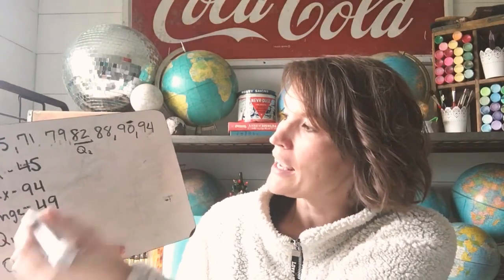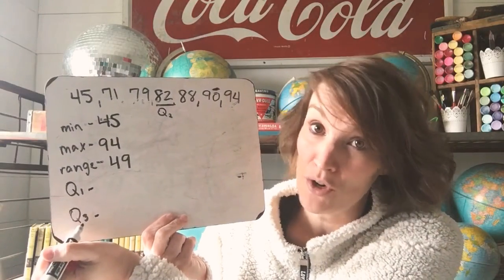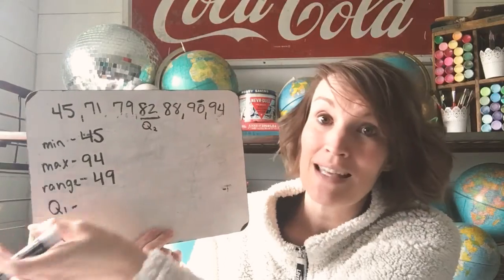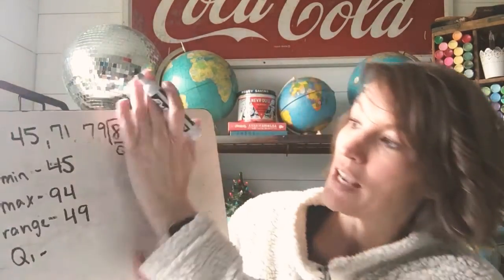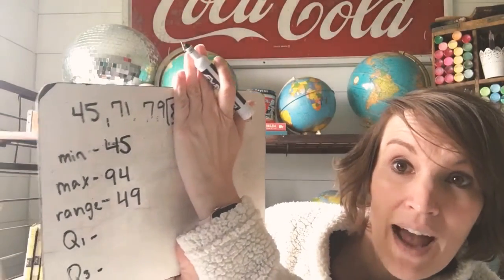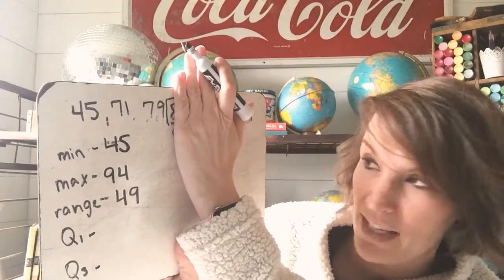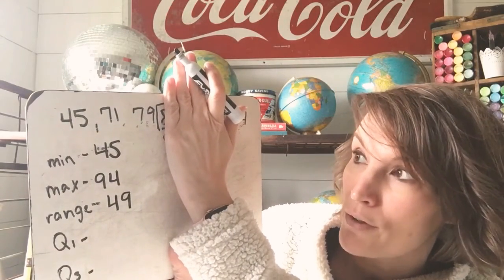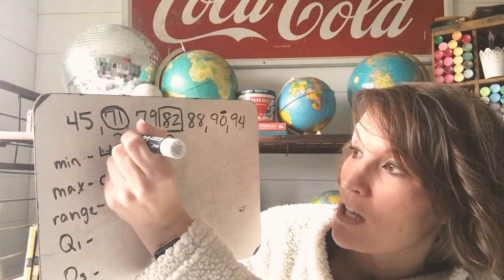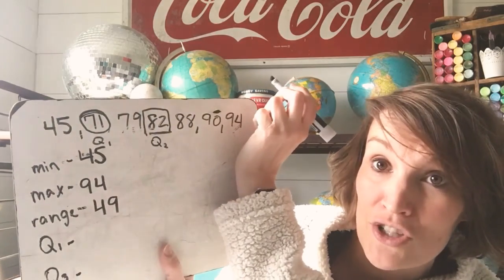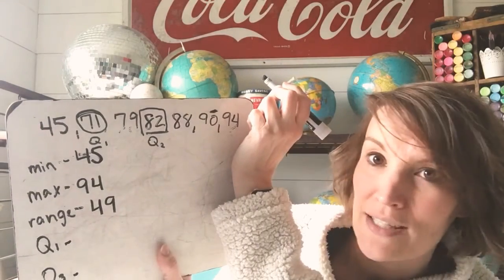So let's look right here. We need to know that to figure out the first quartile and the third quartile, because the first quartile is the median of the lower half. Now let's look. This is like a unicorn. When we think of lower half, we don't think of the median. So let's look at those 3 numbers that are in the lower half: 45, 71, and 79. What is the median of those 3 numbers? That's right, it's 71. So that would be Q1. It is the first quartile. Look at us, we are just killing it.